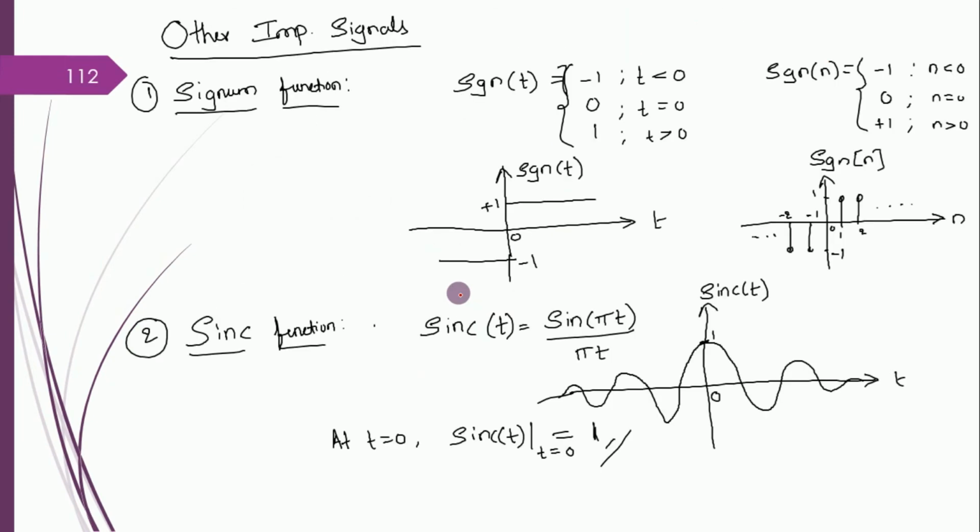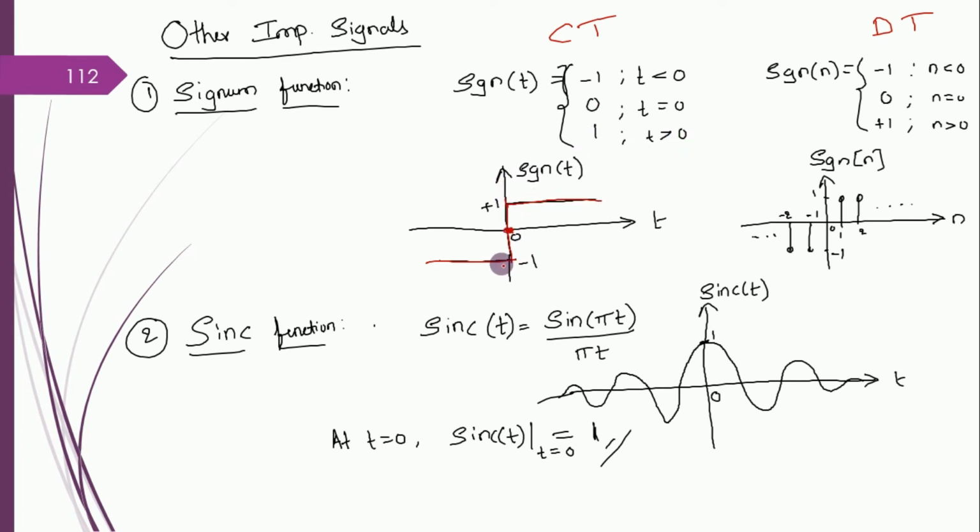Now we move on to the other important signals for study in the elementary signals part. The first being the Signum function, the second being the Sinc function. Signum function exists in continuous time as well as discrete time. Signum function is written as sgn. sgn of t has amplitude minus 1 for t less than 0. For t equal to 0, amplitude is 0. For t greater than 0, amplitude is 1.